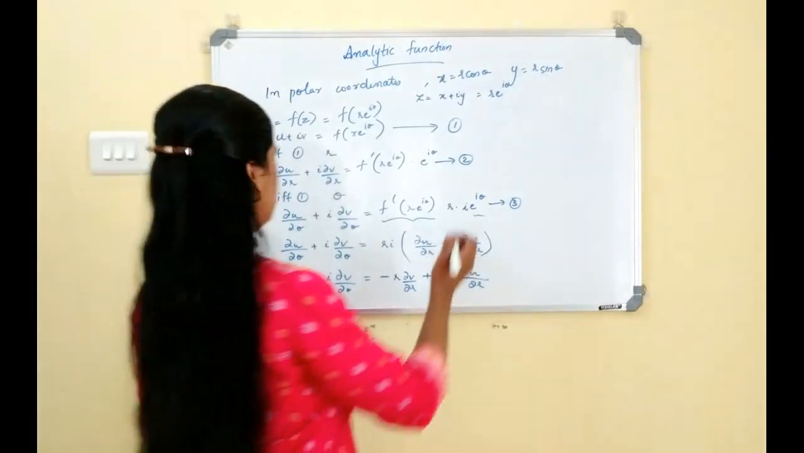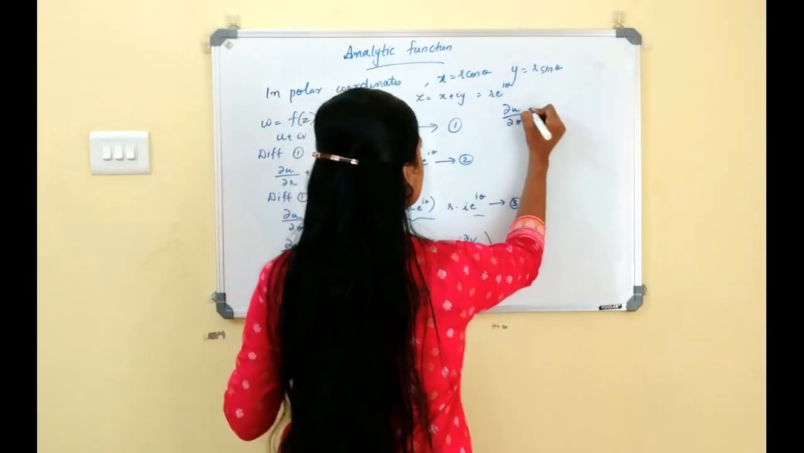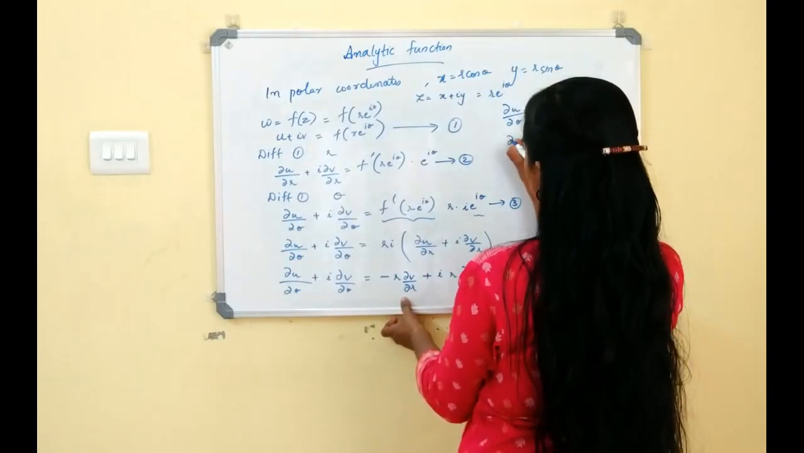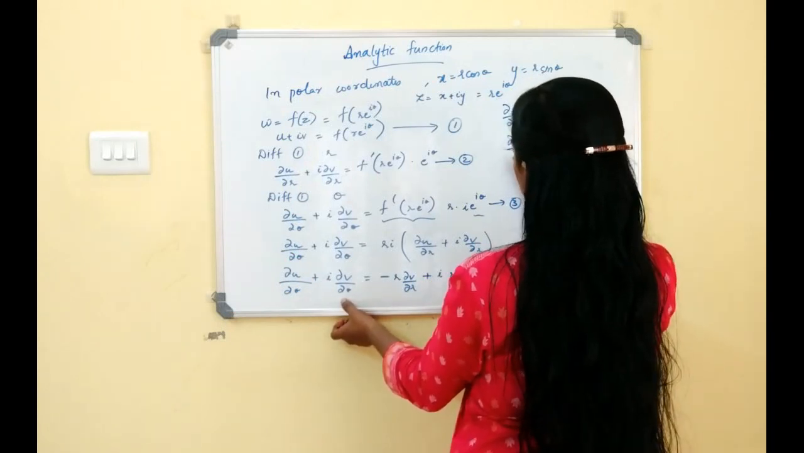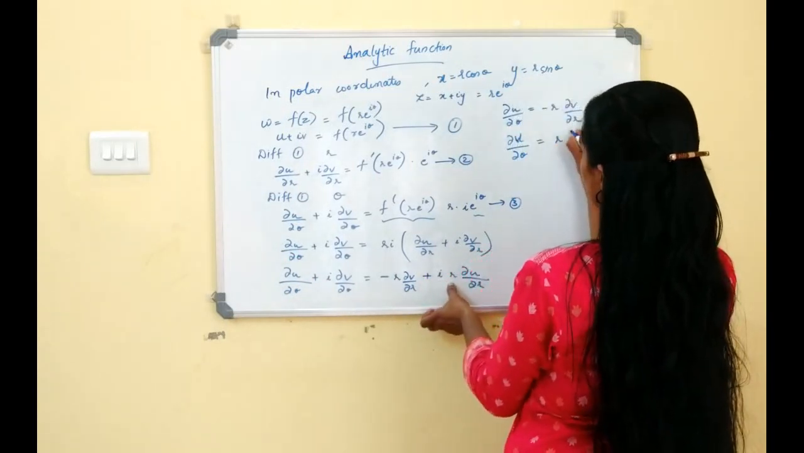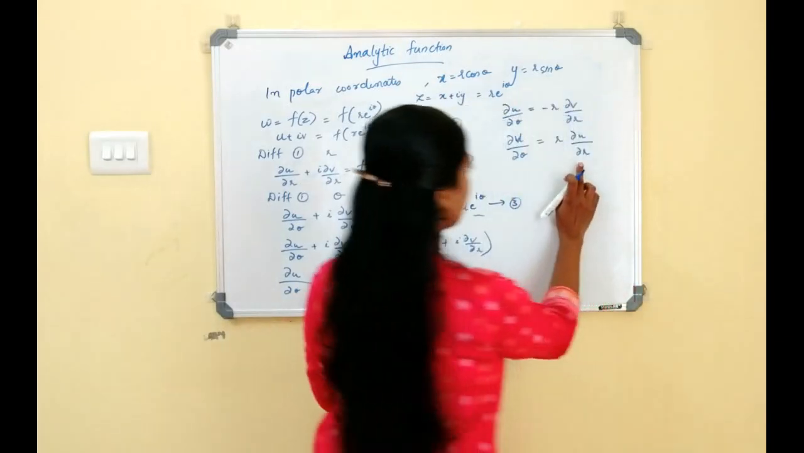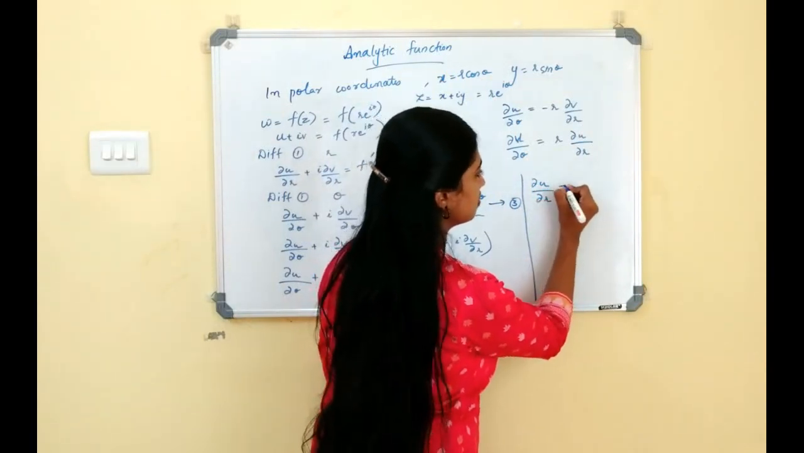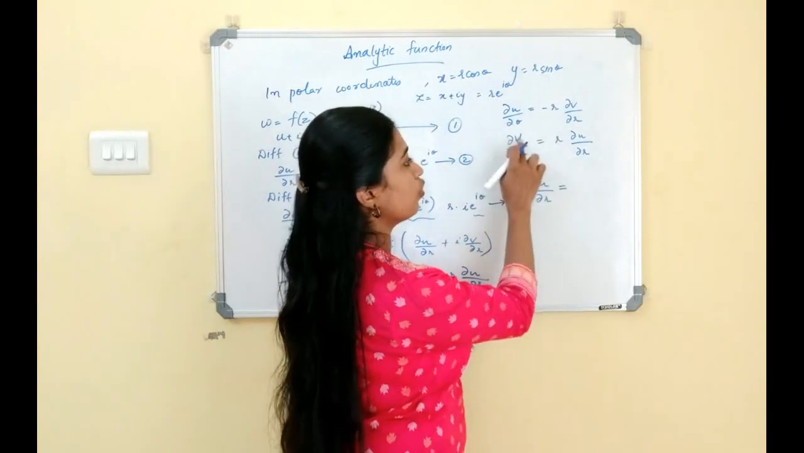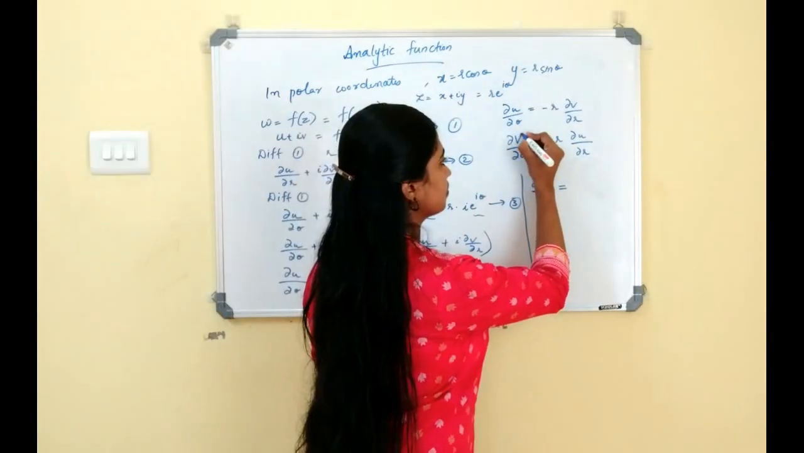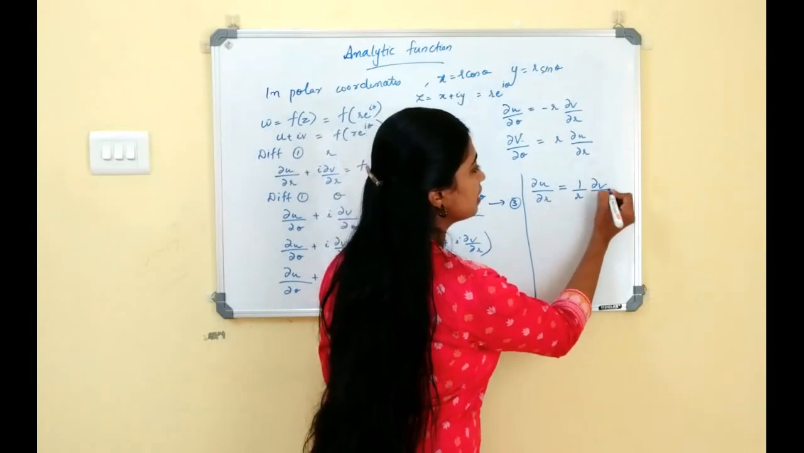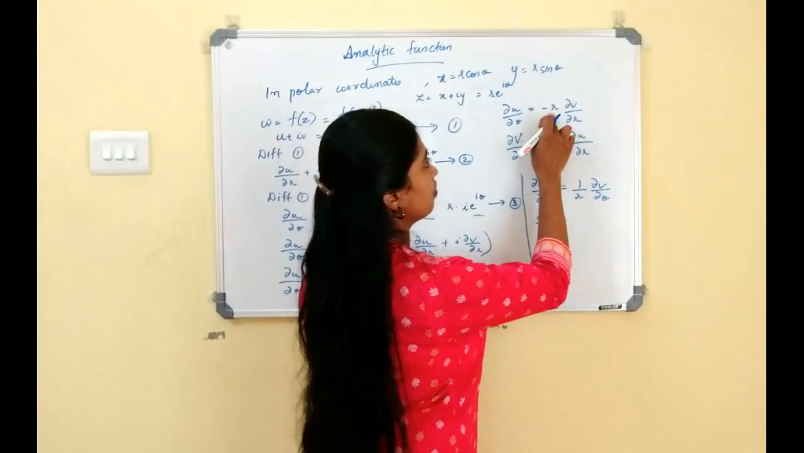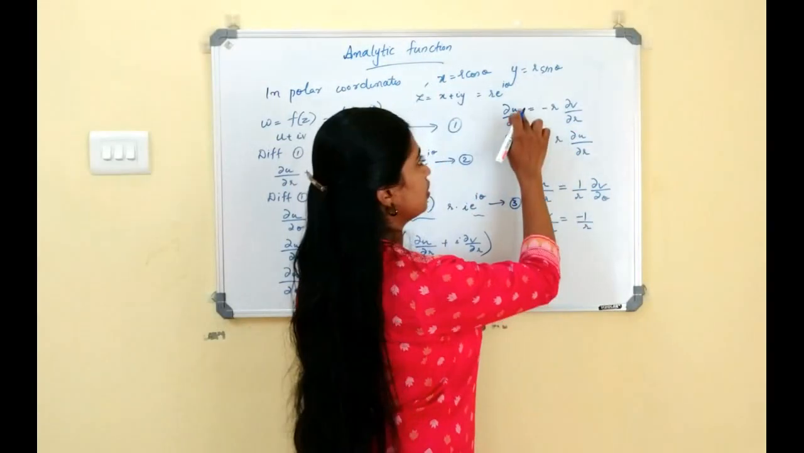So ∂u/∂θ is equal to minus r ∂v/∂r, and ∂v/∂θ is equal to r ∂u/∂r. I want ∂u/∂r. So I am expressing ∂u/∂r is equal to 1 by r ∂v/∂θ. And ∂v/∂r is equal to minus 1 by r ∂u/∂θ.